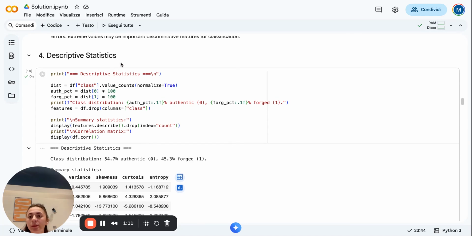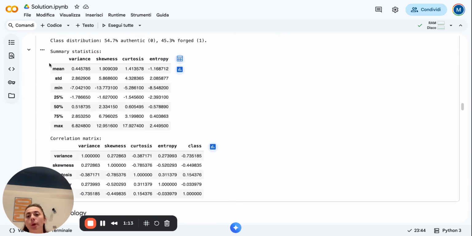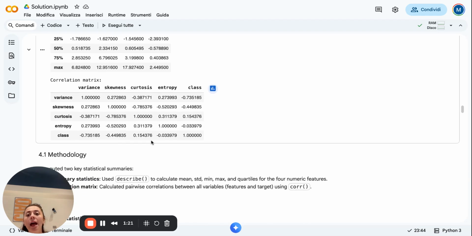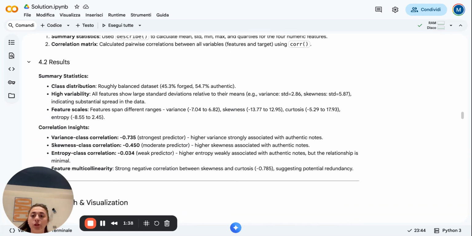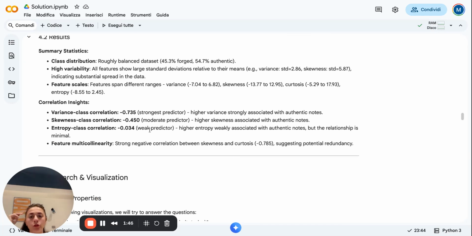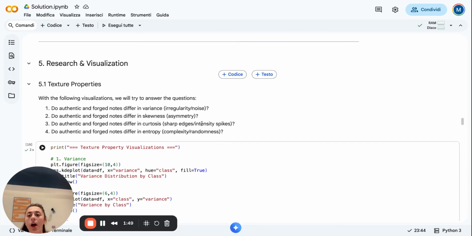There was the descriptive statistics part, in which I made two tables: one with the basic summary statistics, for example mean, standard deviation, min, and max of all the features, and then the correlation matrix table, which I think is the most important one, as it gave us more information about the dataset, with all the combinations of all the features. For example, from here I learned that variance is the strongest predictor, which means that higher variance is associated with authentic notes, and entropy is exactly the opposite.